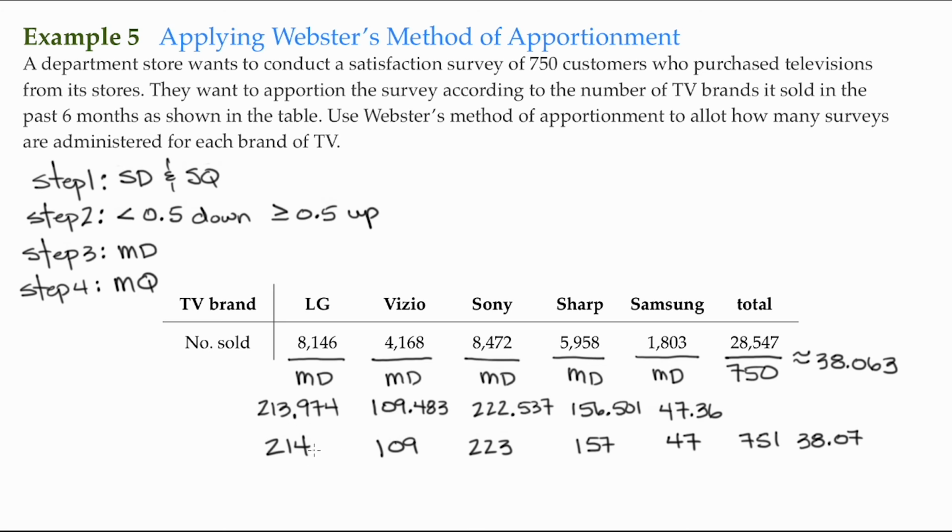So if we go ahead and add up the 214, 109, 223, 157, and 47, and look at that. That comes out to 750. If this didn't work, if it came out to be 752 or 749 or something other than 750, step 5, we would repeat steps 2 through 4. But there we go.